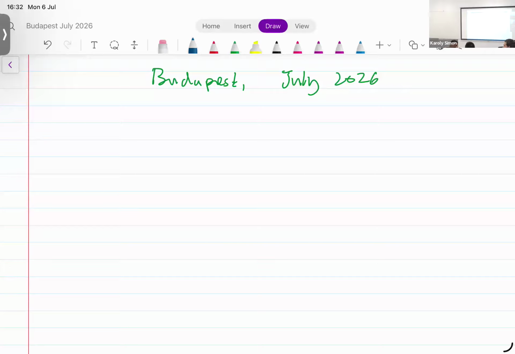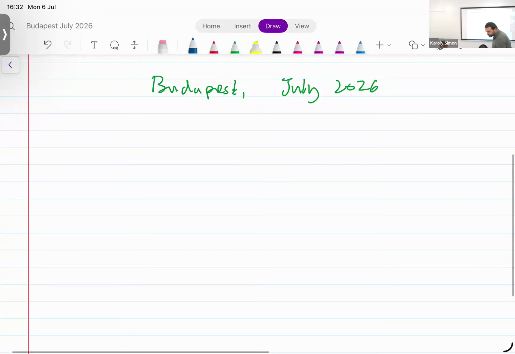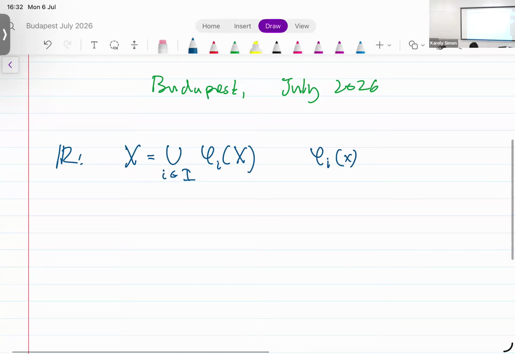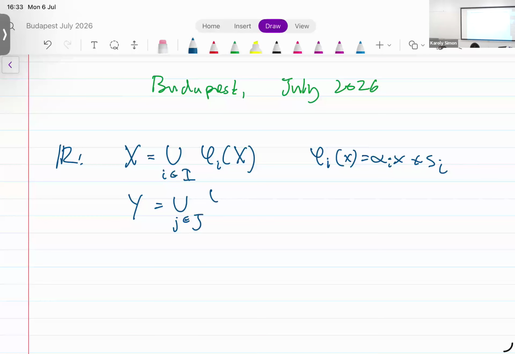So we take two self-similar sets on the line. So we're working in R. And we take a self-similar set X. So it's going to be the union over I in some index set of phi I of X, where phi I of little x is alpha I of x plus some translation S of I. And another one, which we'll call Y, which again is the union over J in capital J of psi J of Y, and psi J of little y is beta J of y plus some translation T of J. So that's the setting.